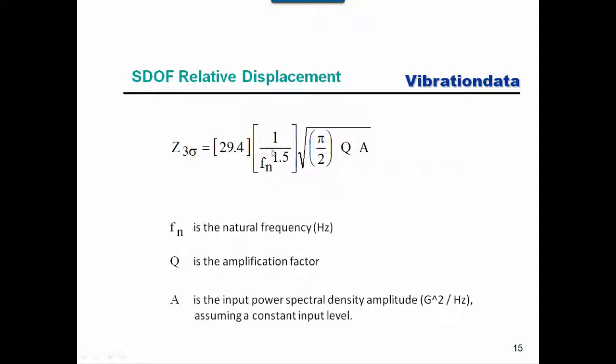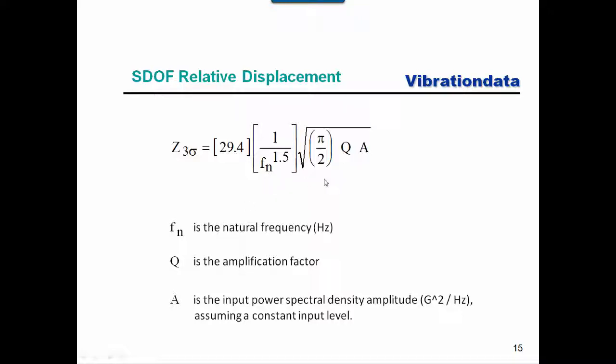And we're assuming, well, let me tell you what the assumption is here: that after we get through this equation, this factor is chosen so that the unit will be inches. Probably ought to add that to the slide. So anyways, we have 1 over the natural frequency raised to the 1.5th power, then the square root of pi over 2, times the amplification factor Q. Now A is the input power spectral density amplitude, g squared per hertz, assuming a constant input level. And really, to make Miles' equation work, the PSD should be flat within plus or minus 1 octave of the natural frequency.